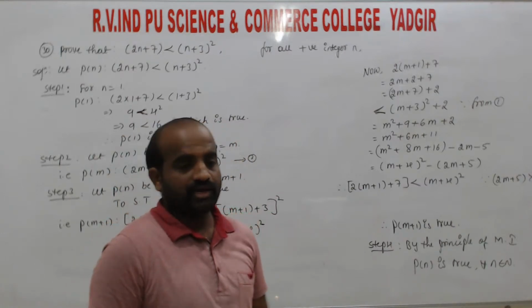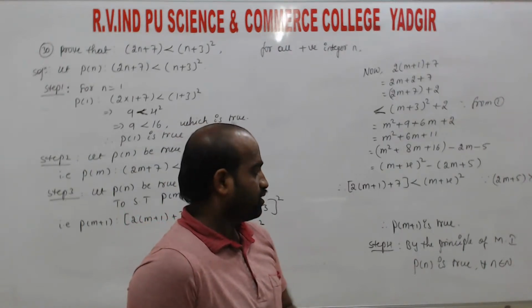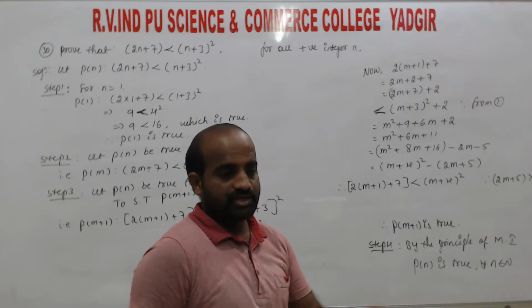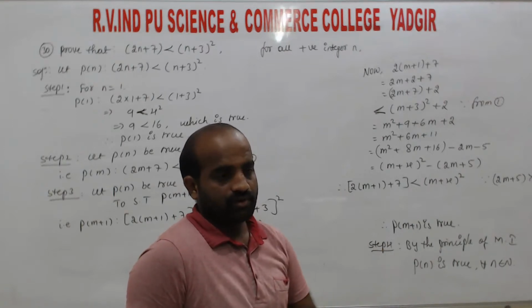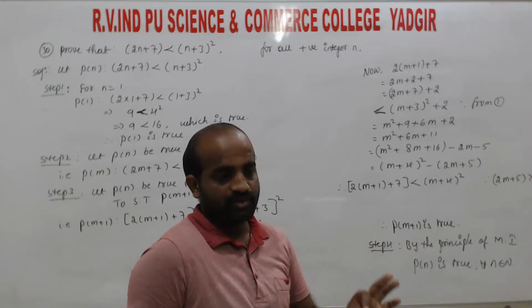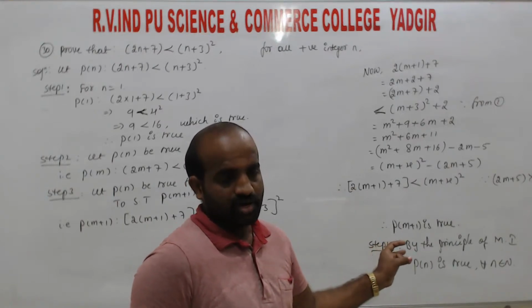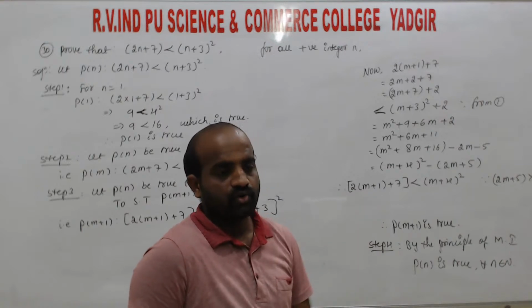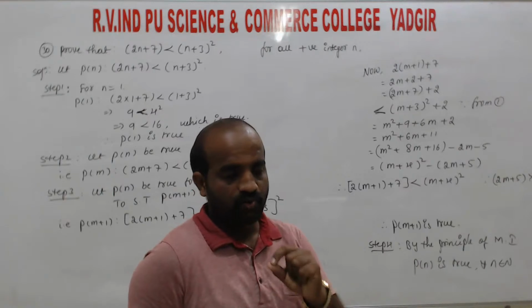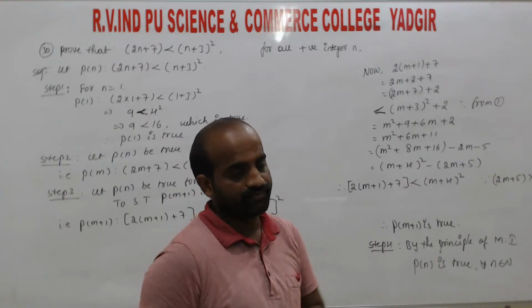Principle of mathematical induction. Okay. Very simple. Then we get step 1, step 2, step 3, step 4. Step 1 is 1 mark, step 2 is 2 marks, step 3 is 2 marks, step 4 is 1 mark. Total 5 mark question, 5 marks. In this chapter, only one question will come in part D.